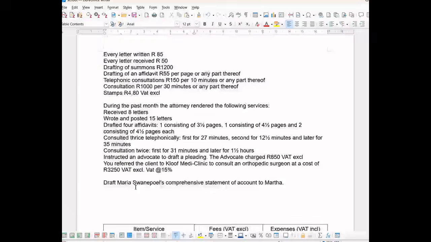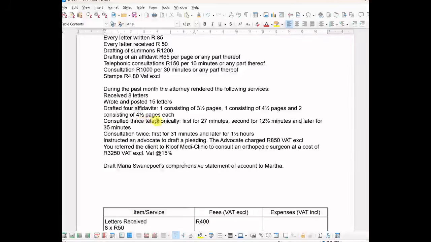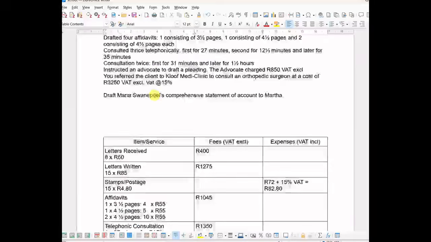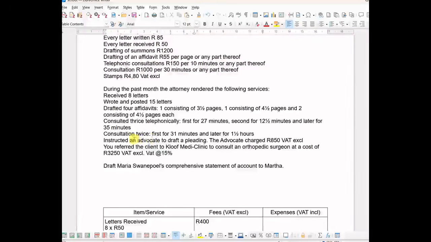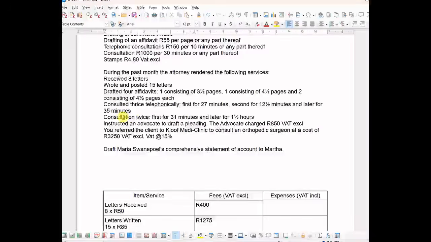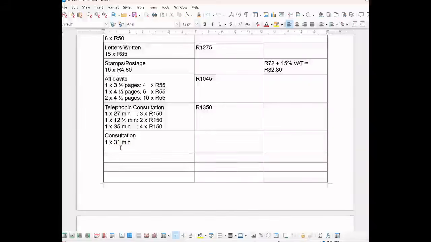What's the next thing on our list? Okay, we've done the telephonic ones. Consultations. We've got 2 of them. So let's go and put consultation in. Consultation. The first one was for 31 minutes. So we're going to do 1 times 31 minutes. The second one was for, sure, an hour and a half. They had quite a lot to talk about. So it's going to be 1 times 1.5 hours.